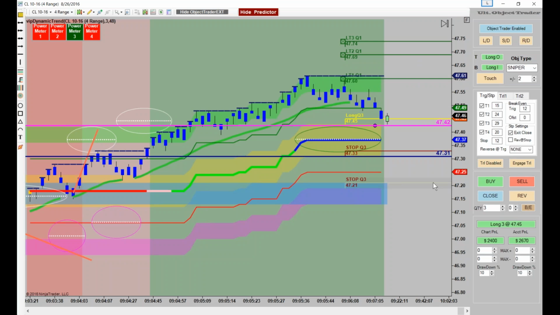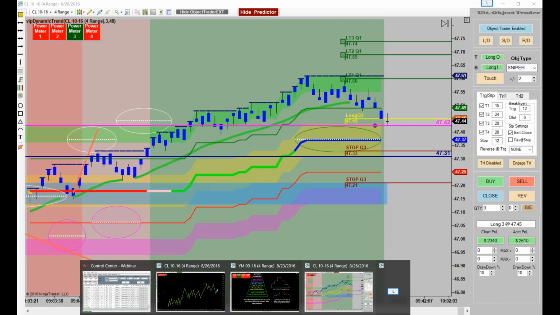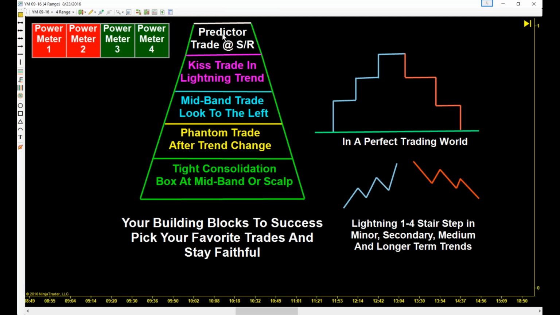It really doesn't get any better, seriously, than looking to the left to trade the right. And if you do nothing more than just this simple little trade right here, that one right there, that'll make you some serious coin. This one will make you some serious coin. Mid bands, 80 to 85% probability trade, always look to the left. Try to get to the predictors.